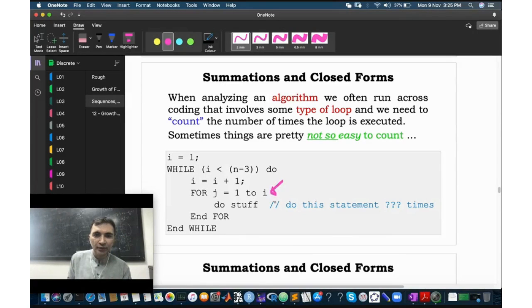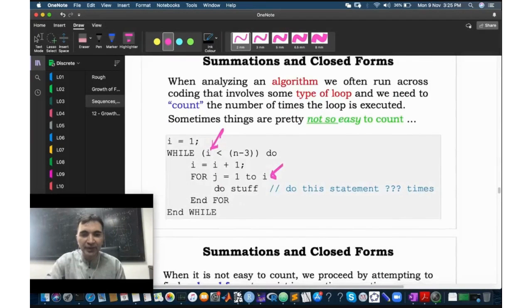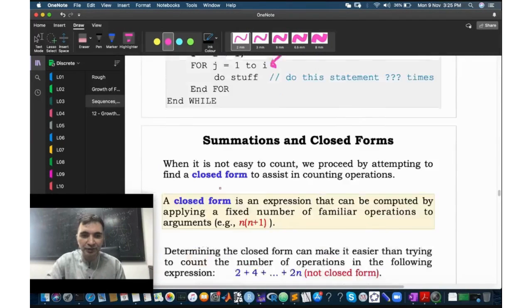Okay, and i is not known. i is not a constant. i is a variable which serves as the index of another loop. So इस केस में आपके पास जो फॉर्म आएगी वो डबल समेशन की होगी.